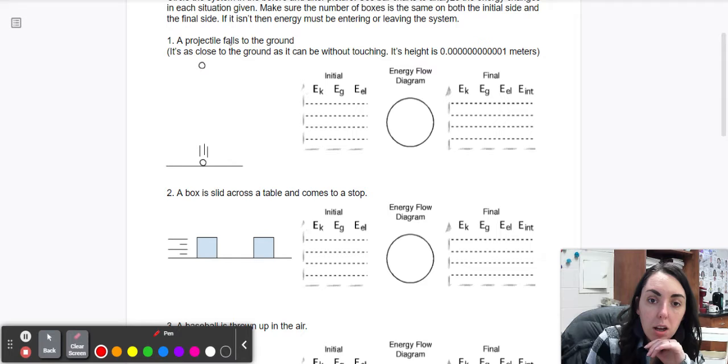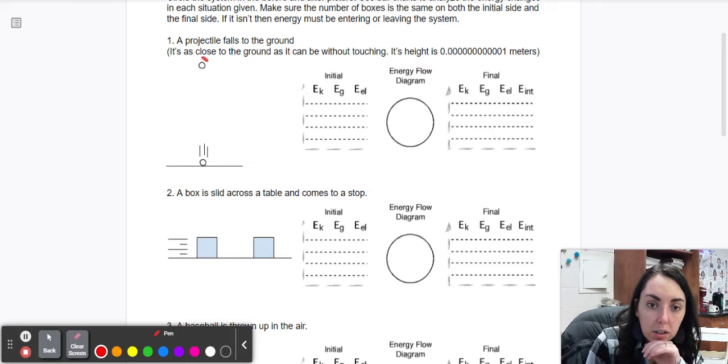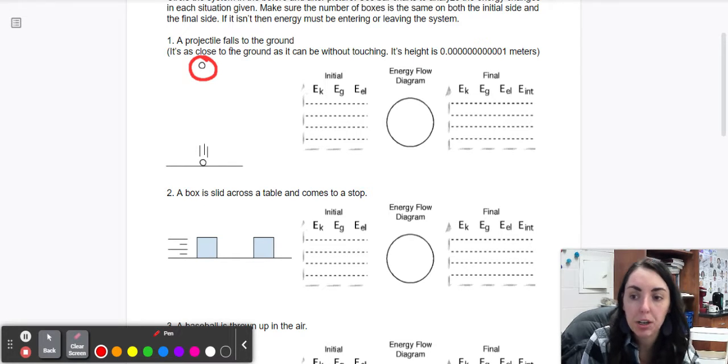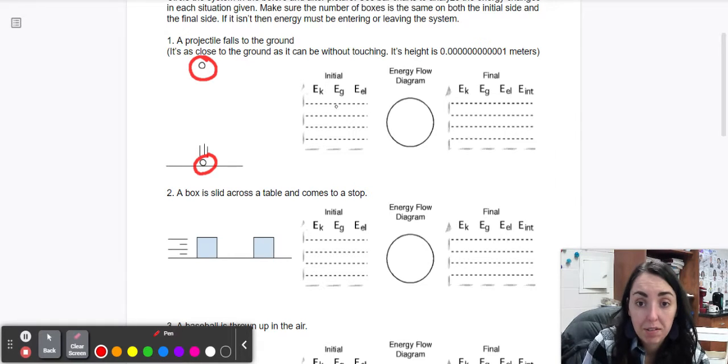So here I've got a projectile that falls to the ground. It starts as high as it can be, without touching the ground. Great. So it's up here, not moving. I'm circling the system before and after. And then down here, it is moving. So if it's not moving up here and it's up high, it starts with gravitational energy.